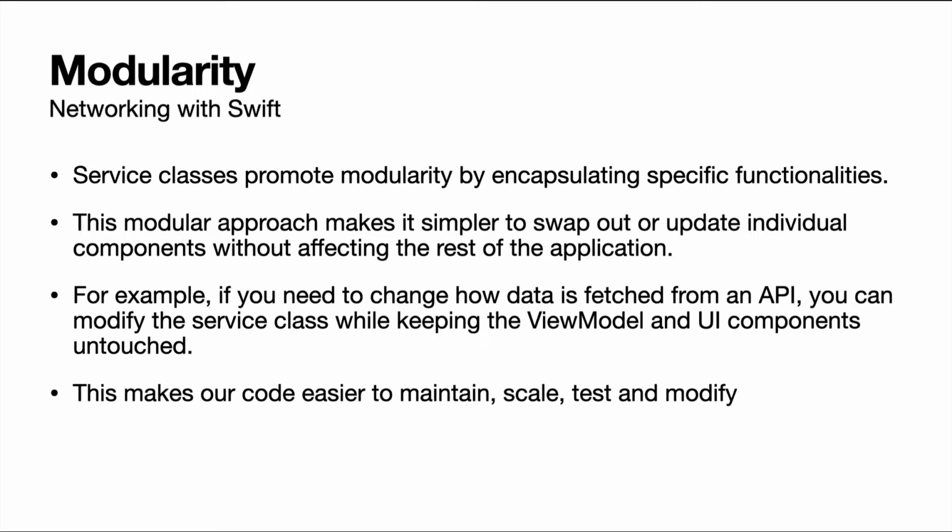So service classes promote more modularity by encapsulating specific functionalities, much like the MVVM architecture already does. So this modular approach makes it simpler to swap out or update individual components without affecting the rest of the application. So imagine, guys, something changes in our API, or we need to switch to a new API, or we change how data is fetched from our API. We don't have to go and manipulate a bunch of view models and mess up our code in all of those places.